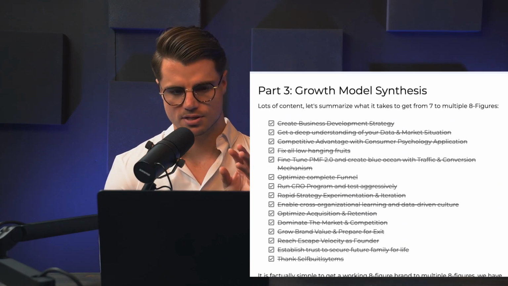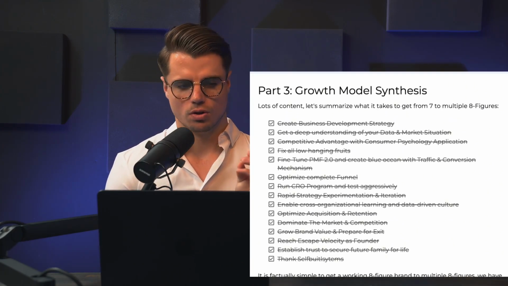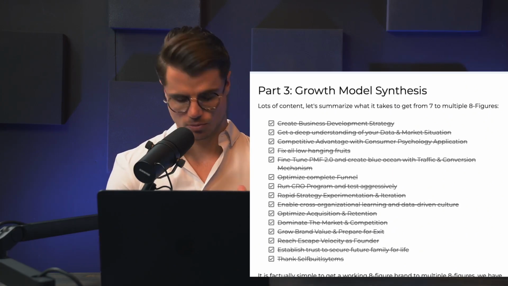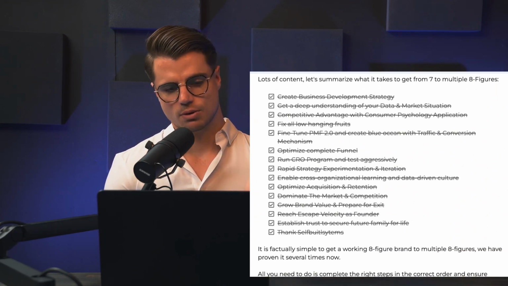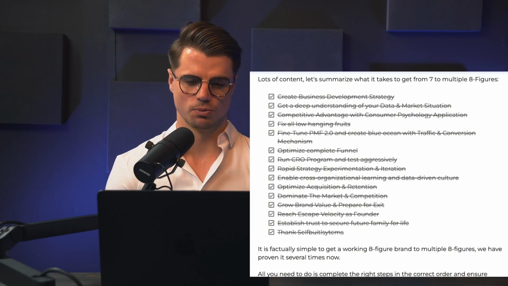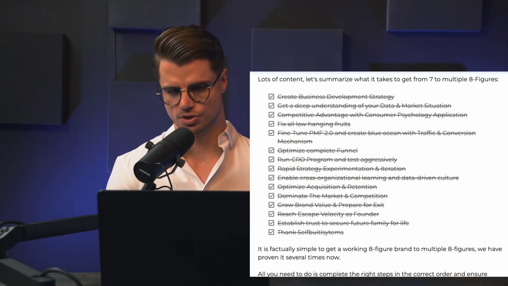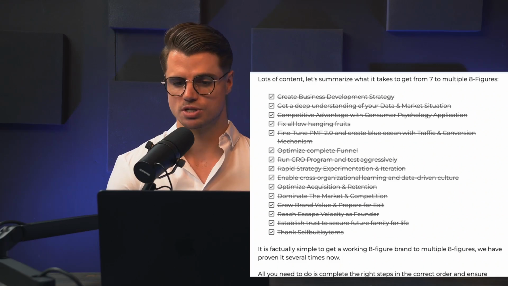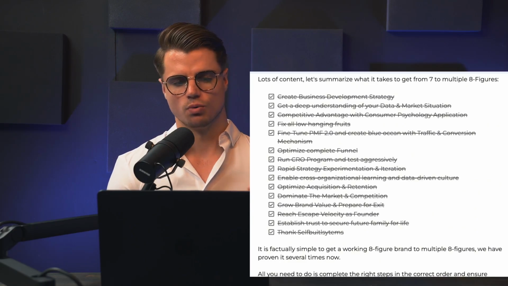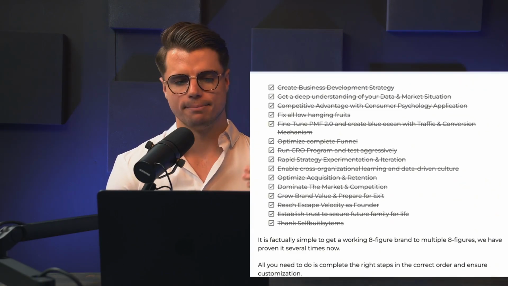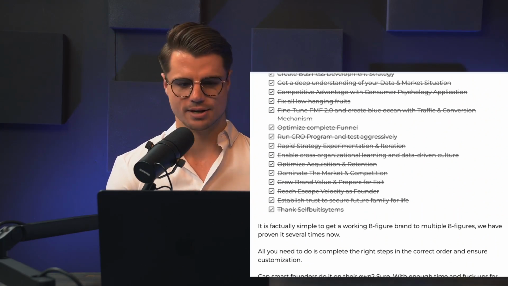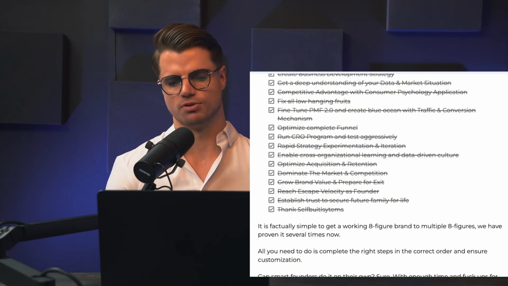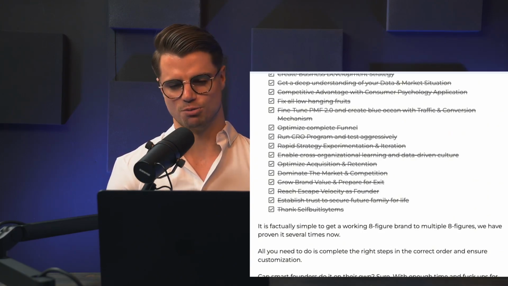You can basically see that this is part 3 of the growth model synthesis. Now, lots of content, and let's summarize this, okay? Because I know it can get a lot. It's been probably an hour right now. So firstly, we're going to create the business development strategy. Then we're going to have a deep dive in understanding your data and your market situation. You're going to have a competitive advantage with consumer psychology application, fix all of the low-hanging fruits, fine-tune product market fit, optimize your complete funnel, run a CRO program and test aggressively, rapid strategy experimentation, enable cross-organizational learnings and a data-driven culture, optimize acquisition, again grow brand value, reach escape velocity, establish trust.